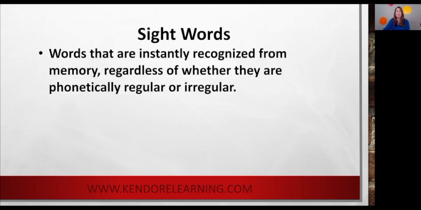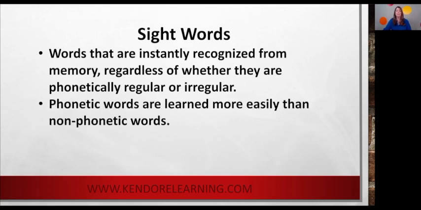Since sight words need to be instantly recognized from memory, whether they are phonetically regular or irregular, we need to know a little bit more about those words. Phonetic words are learned more easily than non-phonetic words, which makes total sense, because it's a lot easier to sound out the word sad than it is to deal with the word said. The average kid is going to need maybe 5 to 7 repetitions, or sometimes less, of phonetic words.